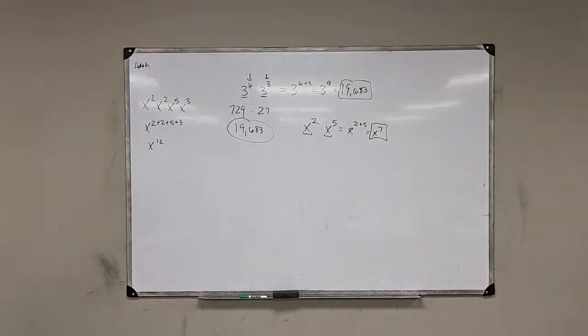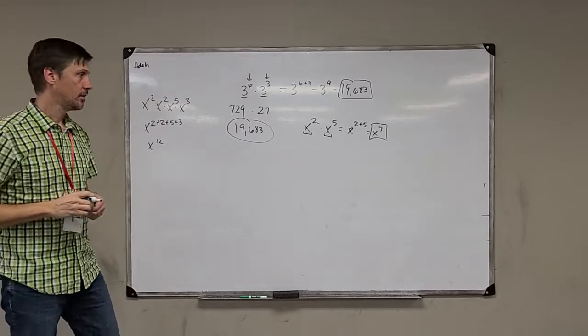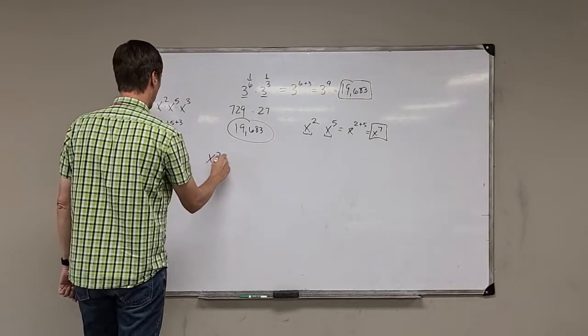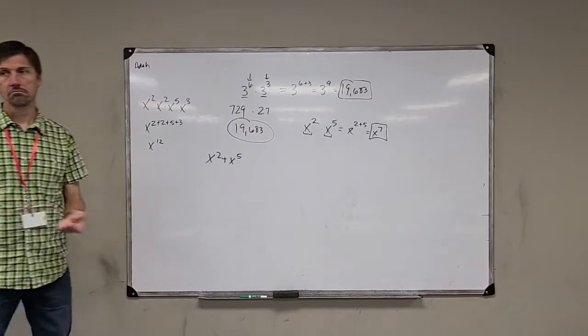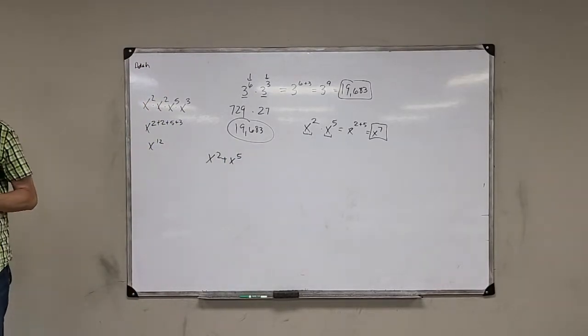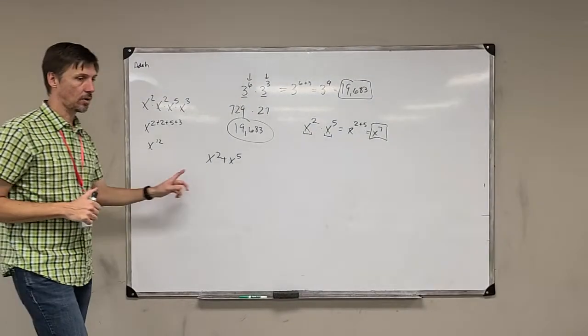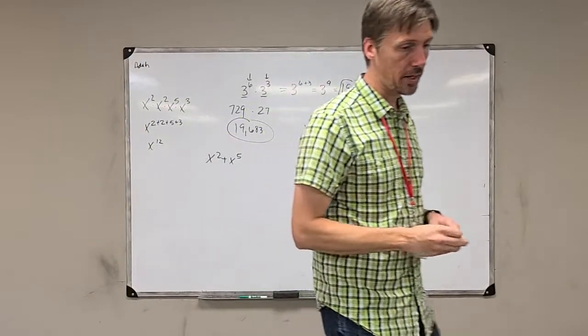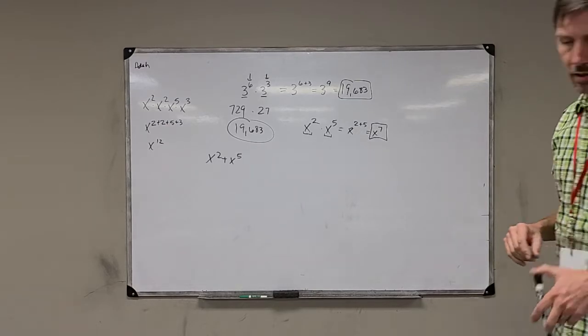Now notice that only works when these are all multiplied together, right? That would not work if we had x squared plus x to the 5th. We couldn't combine that any further. There's nothing more we could do with that particular problem. That's as simple as we could make it. So the terms have to be multiplied together and have the same base in order for that to work. So let's try another one.